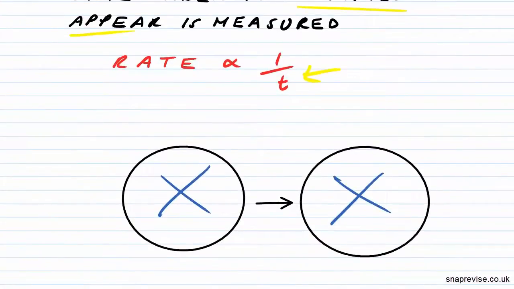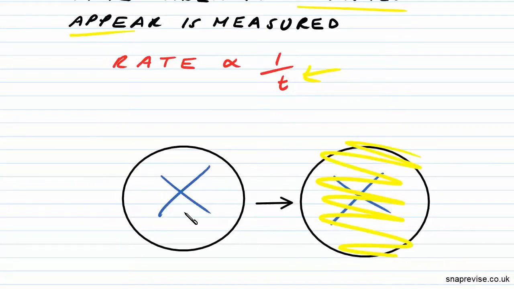We would place a piece of paper with an X on it underneath our reacting vessel. We then start our reaction, starting the timer, and as soon as the X becomes obscured, we stop the timer, giving us a measure of t, the time for the reaction to occur, and 1 over t will give us a measure of the initial rate.